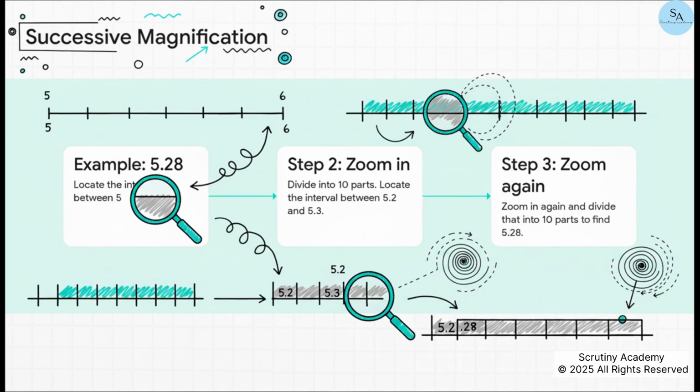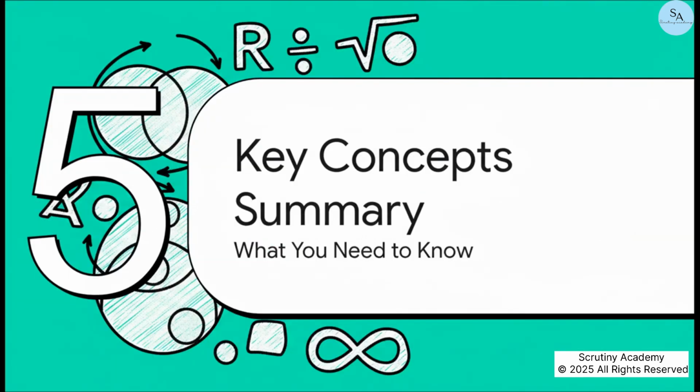But what about finding a number with a long decimal? For that, we use something called successive magnification. It's basically like using Google Maps on the number line. To find 5.28, you first look at the big street between 5 and 6. Then you zoom in to find the smaller block between 5.2 and 5.3. Zoom in again, and you'll find the exact house, 5.28. You can keep zooming in forever, which means that even a number with infinite decimals has a unique, precise address on our line.